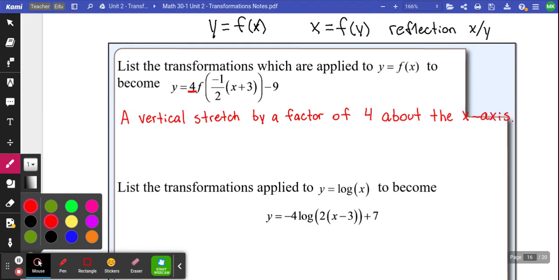You must use that terminology. So what I'm saying is it's vertically stretched. Then I have to say by how much. By a factor of 4 means I'm multiplying everything by 4. And then I have to say what I'm stretching away from. So about the x-axis. A vertical stretch by a factor of 4 about the x-axis. That's what the a value is doing.